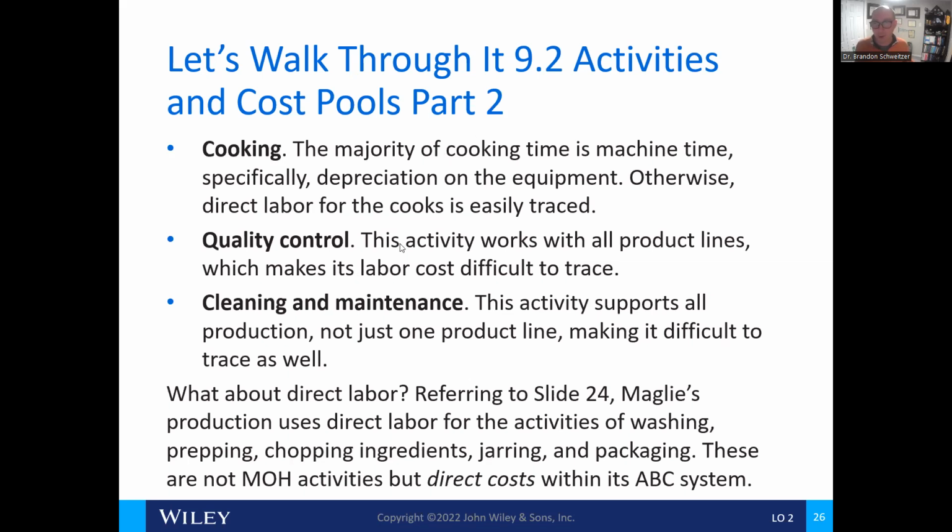When it comes to quality control, this works on production lines, so labor costs are a little bit more difficult to trace. What about cleaning and maintenance? These activities involve cleaning and maintaining, but it's not just one product line, so it might be difficult to trace that directly back to the product. So it's important to understand the activities involved in order to gauge what activity cost driver is appropriate for each department.